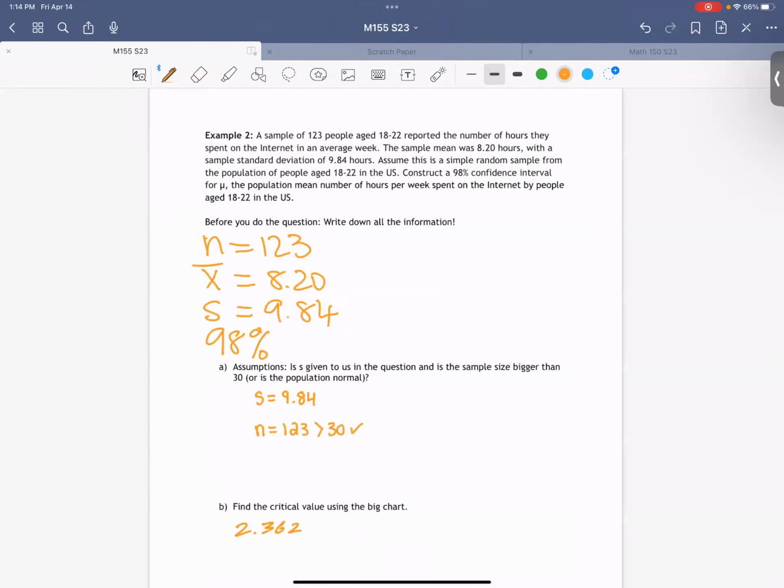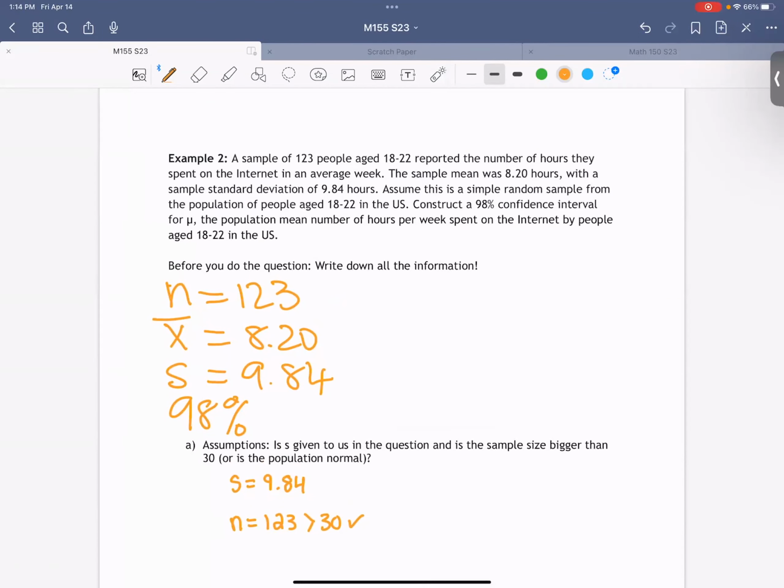Let's come up to the front here. All right, so very nice job as I've been walking around. Looks like everyone is on the right track here. Here we have a sample. These questions are very long. So basically we're looking at the time spent on the internet, right?